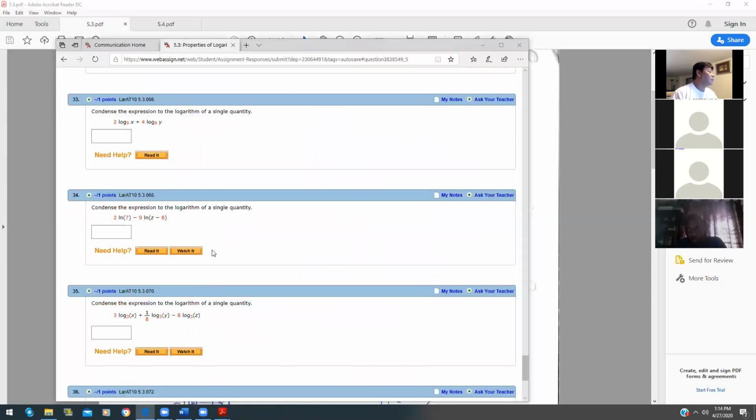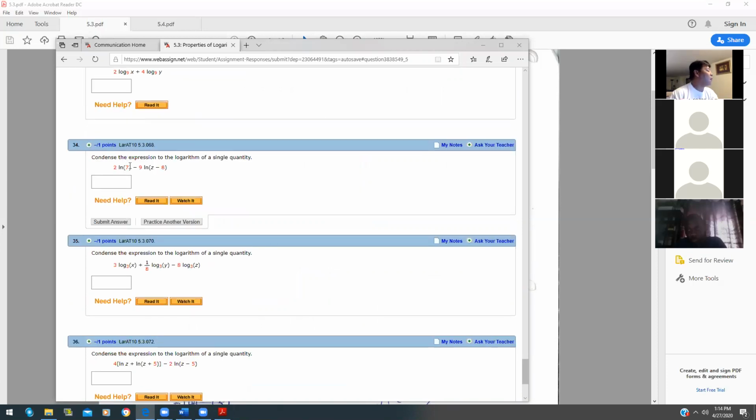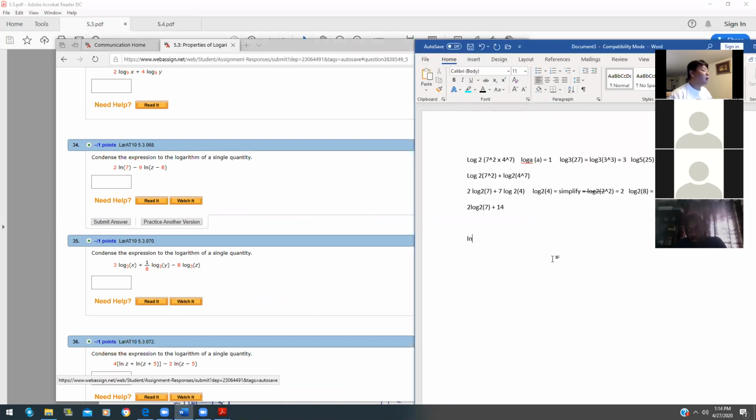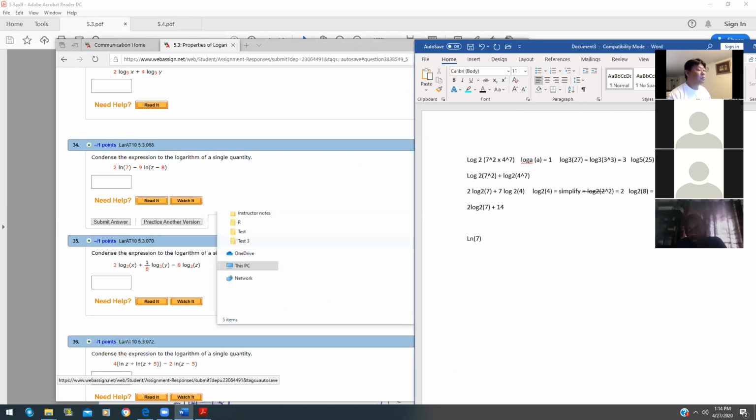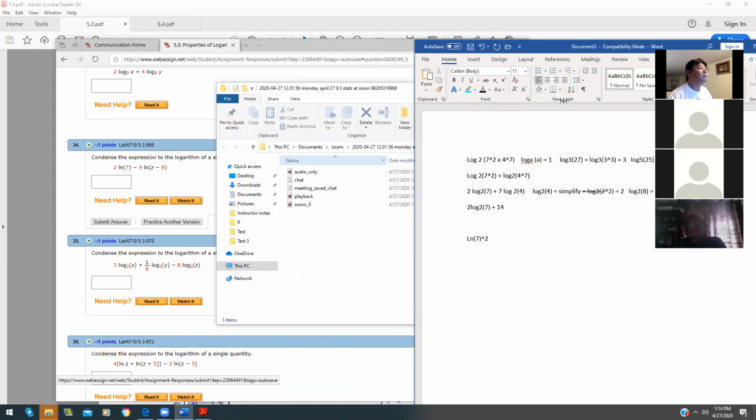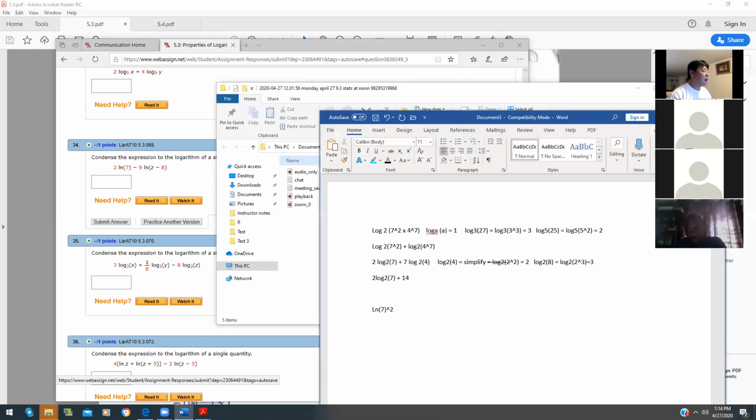Number 34, right? How do we condense this? So first you move the 2 to the power. You move the 9 to the power. So you will have ln 7 to the power of 2, and then minus ln z minus 8 to the power of 9. Okay, so I moved the thing to the power.